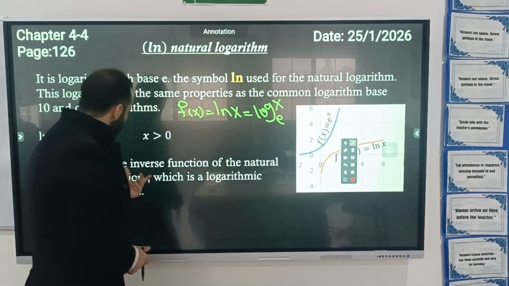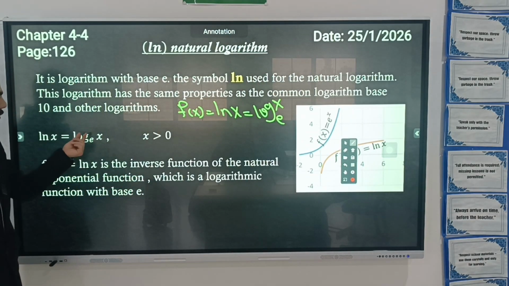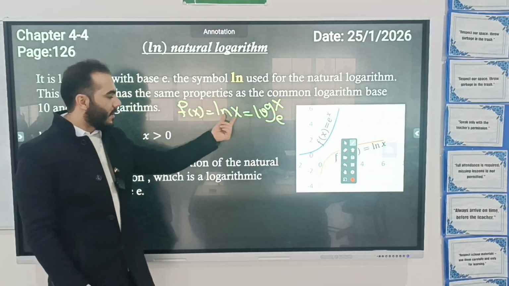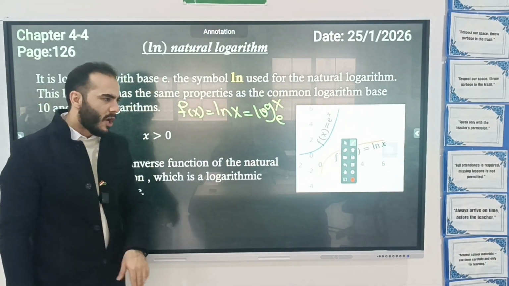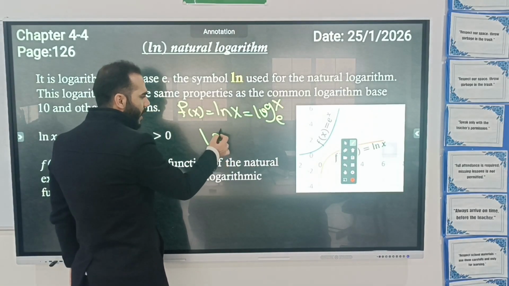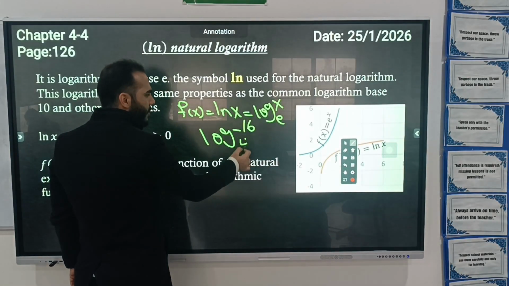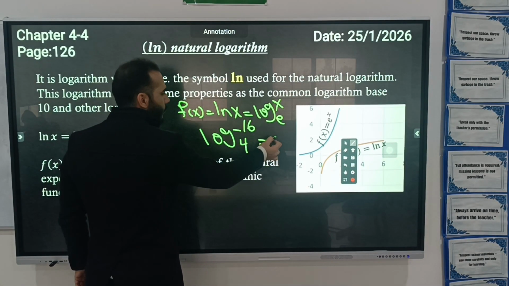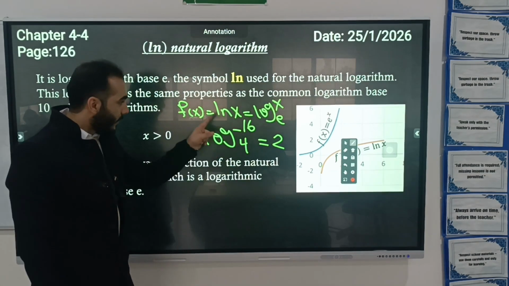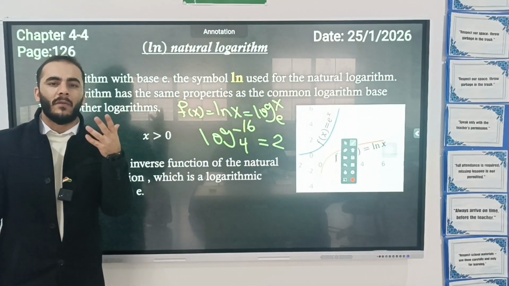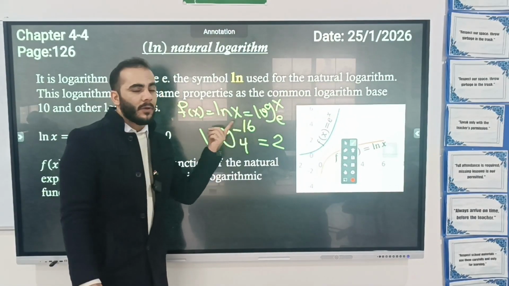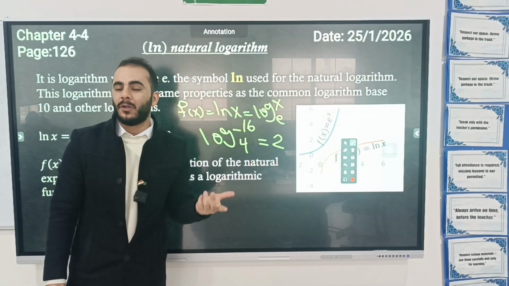All right. So here is the important part. ln x equals logarithm of x with base e. This is exactly what I wrote here. Remember, x must be positive. So I might bring something like this: logarithm of negative 16 base 4 equals 2. Be careful. Since it's written here, x, which is the exponent of the logarithm, should always be positive. We don't have a negative exponent in the exponent part of the logarithm.